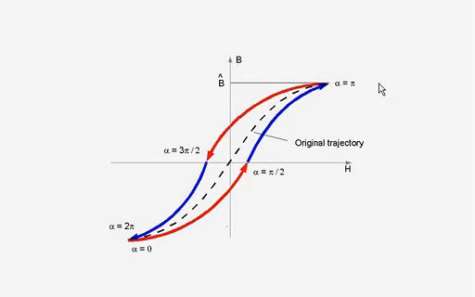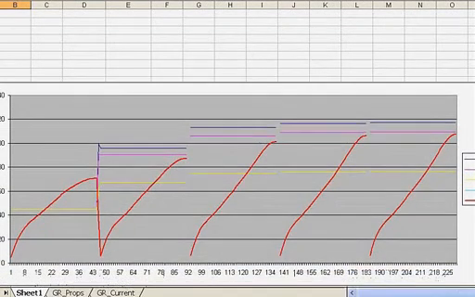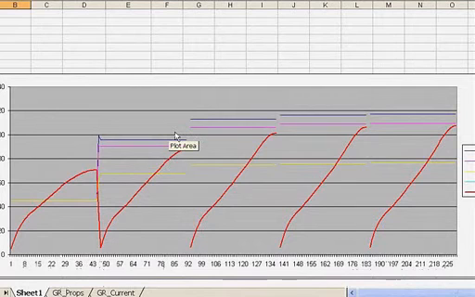So I only solved a quarter cycle, and the results in the spreadsheet show that. The results could be improved upon. I deliberately kept this fairly elementary. What we're seeing here is the thin blue trace, which is the copper temperature.